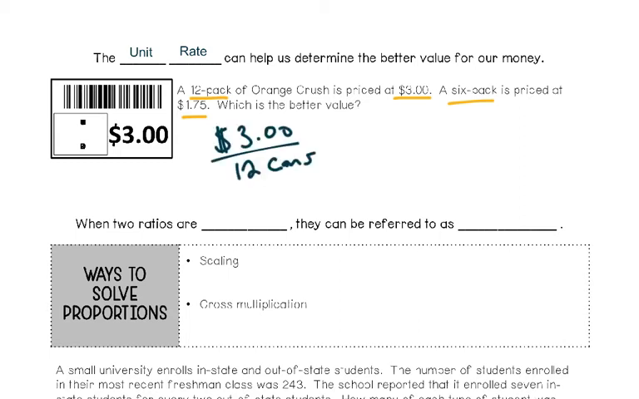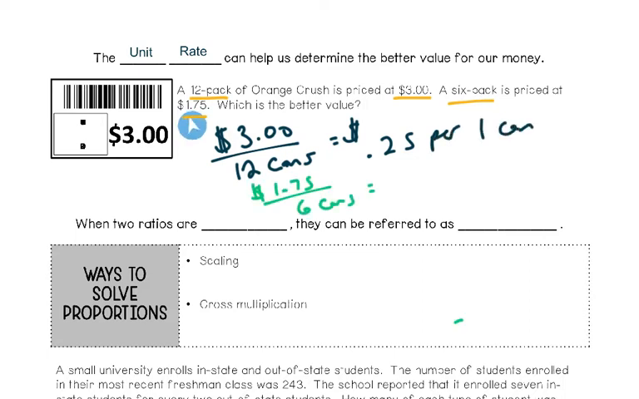The 12-pack is $3 per 12 cans. Like a ratio, it's very important that you order the numbers correctly. I want to know the price per one can, so price goes on top, cans go on the bottom. When I divide that out, I get 0.25. In context, that means 25 cents per one can. The 6-pack, on the other hand, is $1.75, so $1.75 per 6 cans. I'm going to divide that out, and I get 0.29 or 29 cents per one can.